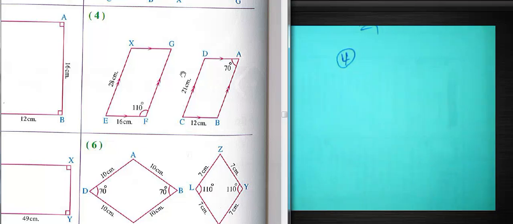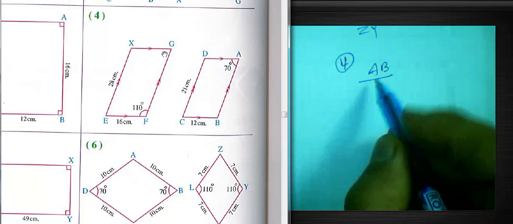We have two parallelograms. We have ABCD and JFEX. Look at angles. Angle A equal angle G. Why? Because we have the measure of angle F equal 110, and the measure of angle G will be 70 degrees. So the corresponding angles are equal in measure, but you must find the proportional between corresponding sides.